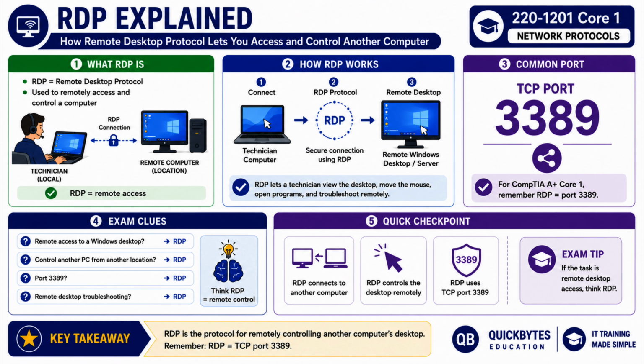RDP stands for Remote Desktop Protocol. RDP lets you connect to and control another computer remotely. For example, a help desk technician might use RDP to access a user's Windows computer or a server from another location. Instead of physically sitting in front of the machine, the technician can view the desktop, move the mouse, open programs, and troubleshoot remotely. For CompTIA A+ Core 1, the common RDP port to remember is TCP port 3389.